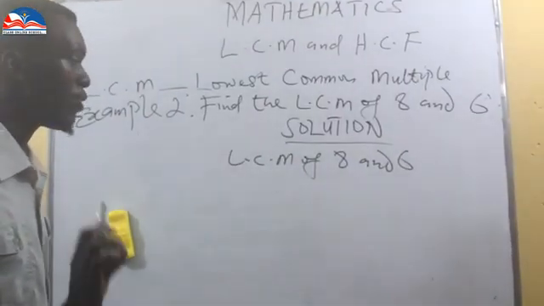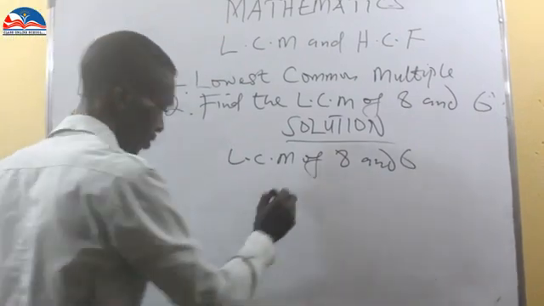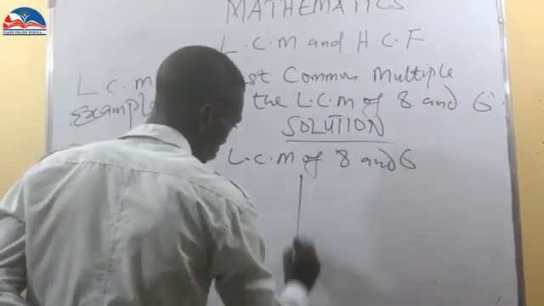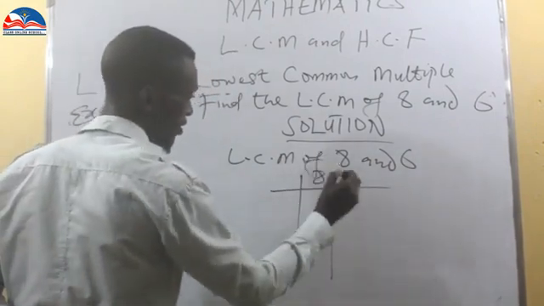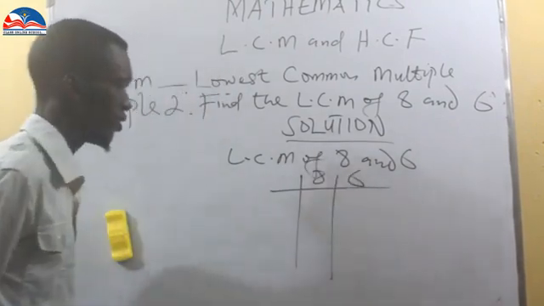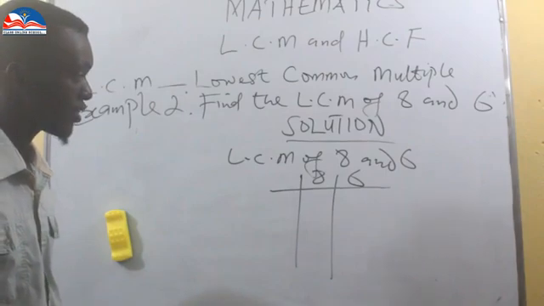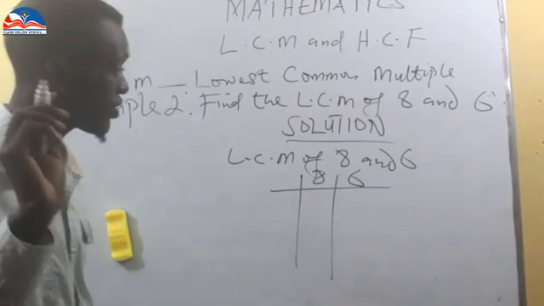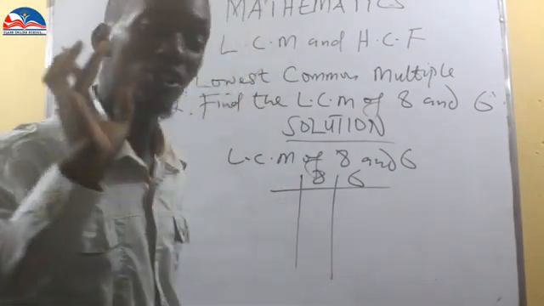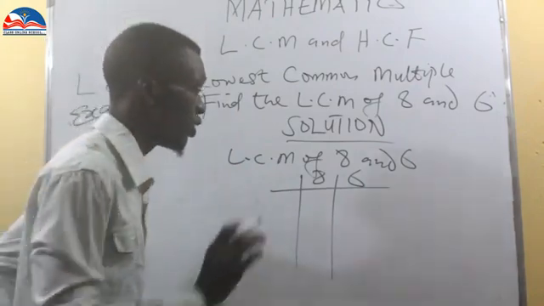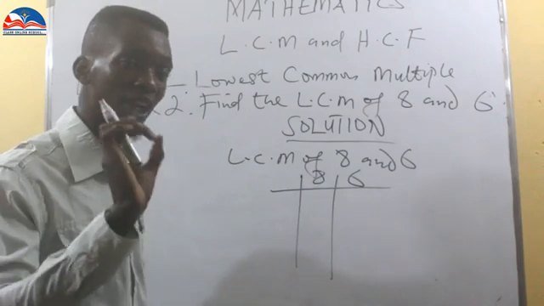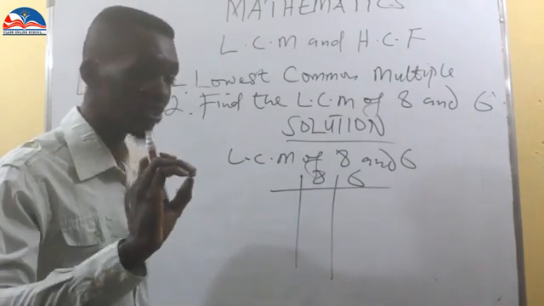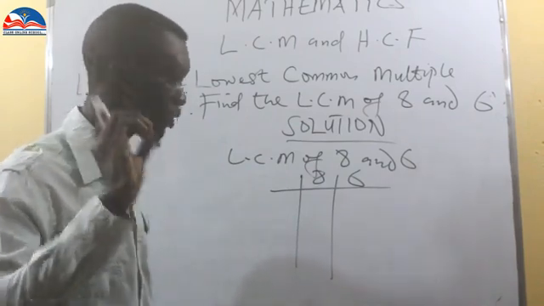Now, the LCM of 8 and 6. As usual, this is the format: 8 and 6. Okay. LCM of 8 and 6. I told you that the next thing you do at this junction is to look for a number that will divide these numbers one after the other without remainder, the lowest such number.